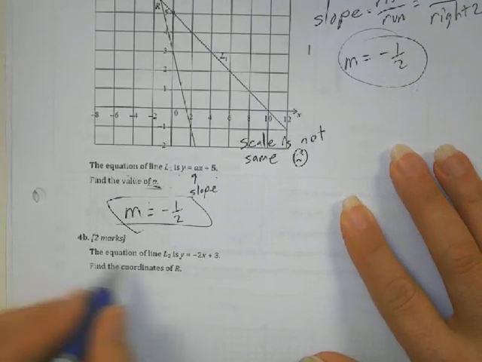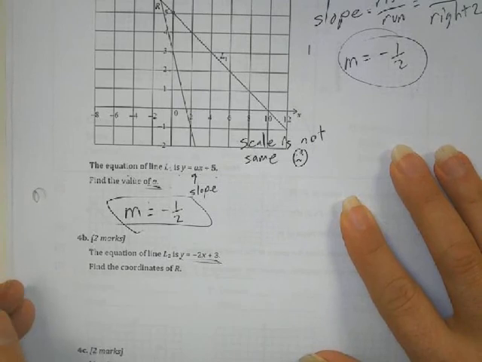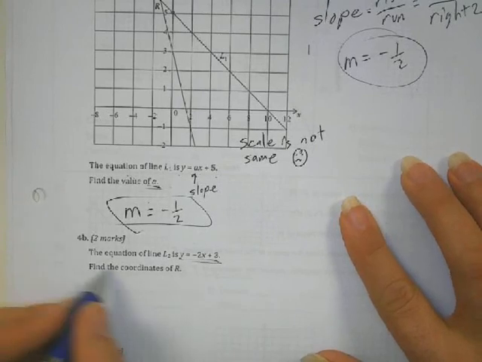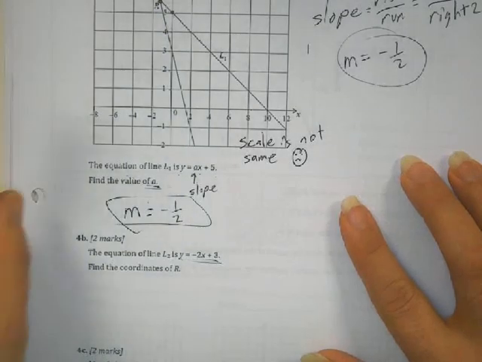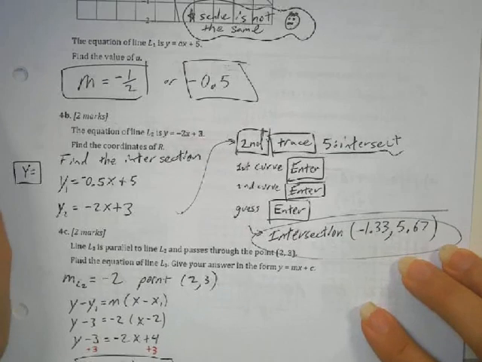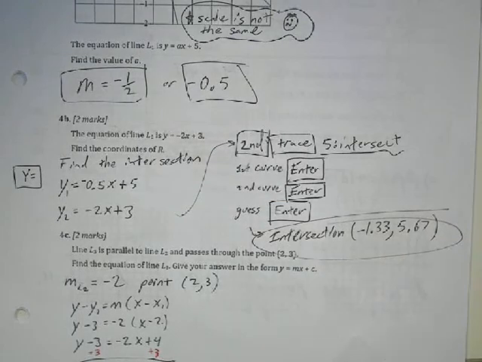The equation of line 2 is this, right? So find the coordinates of R. We want to find out where they intersect. I'm just going to show my work here, and you can hit pause if you want to copy this down, but I'm just going to walk it through.